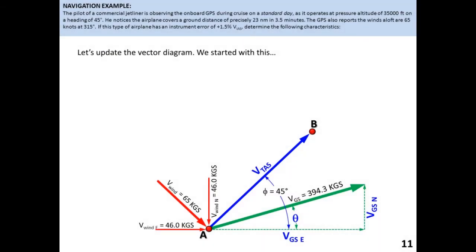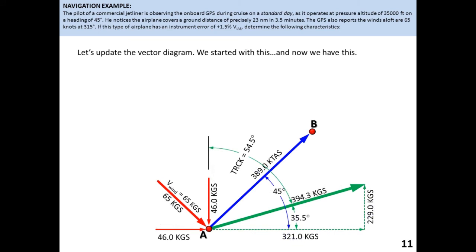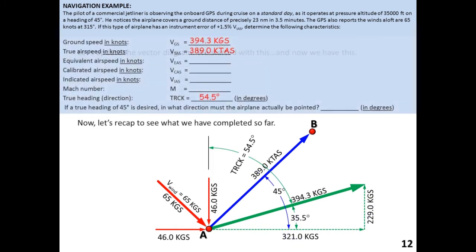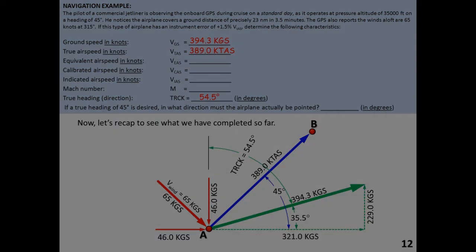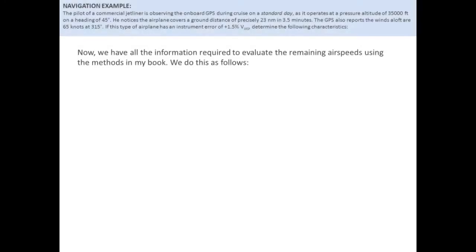Let's update the vector diagram. We started with this, and now we have this. Now let's recap to see what we have completed so far. We have determined the ground speed, true airspeed, and the ground track along which the aircraft is moving. Then let's continue with the remainder of the problem. Now we have all the information required to evaluate the remaining airspeeds using the methods in my book. We do this as follows.